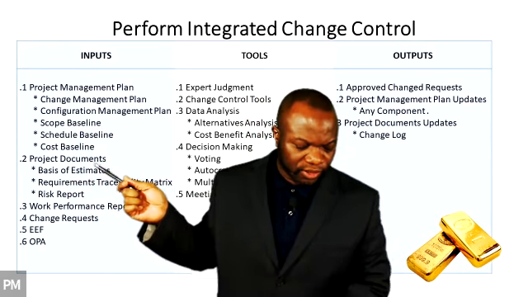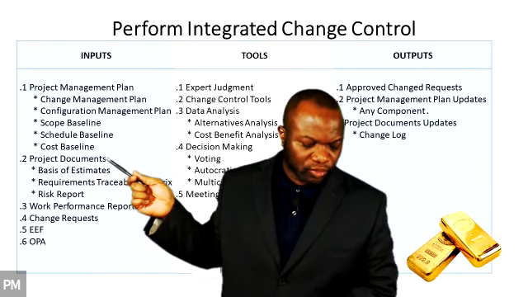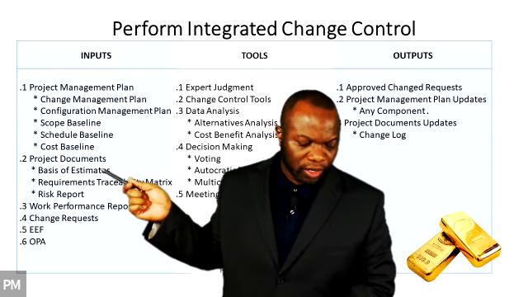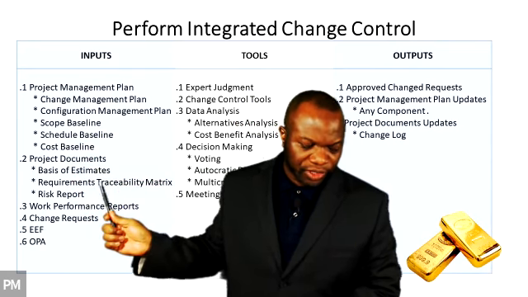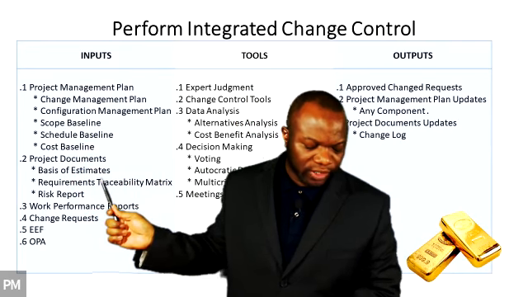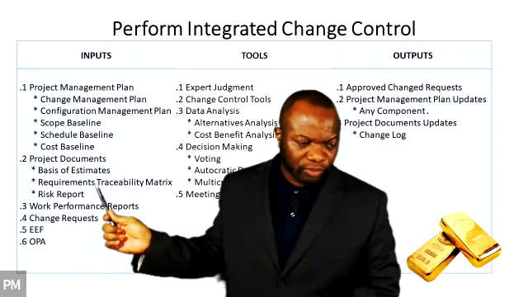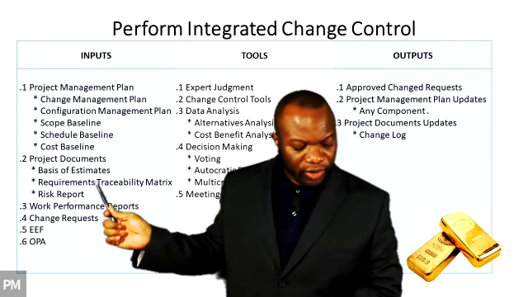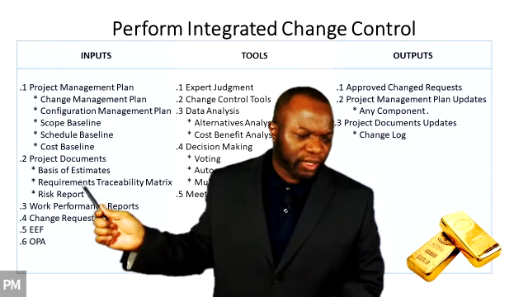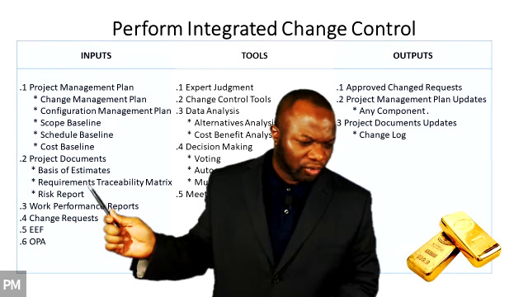Basis of estimates. This indicates how the cost, duration, and resource estimates were derived, and that can be used to calculate the impact of a change on the project. The requirements traceability matrix is used to track requirements to their origin, and it also helps to assess the impact of changes to the product scope or project scope. Because if those are requirements that affect the product, of course, you need to keep those under watch.